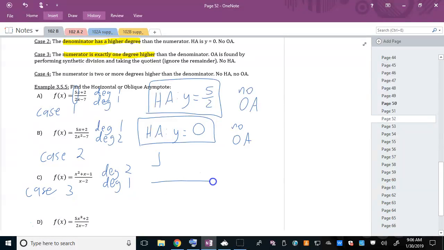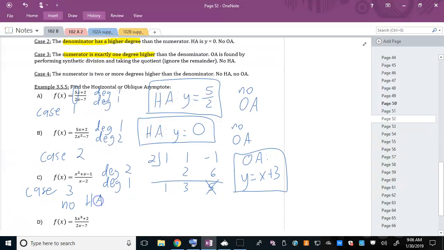So, let's do synthetic division. Because there's an x in front of that number, I take the opposite, so positive 2, and then I put the coefficients to the right of that. So let's do our synthetic division. Now we will generally get a remainder, but we are going to ignore that remainder. My oblique asymptote is just the quotient. So my oblique asymptote is y equals x plus 3, 1x plus 3. And just to be thorough here, there is no horizontal asymptote.